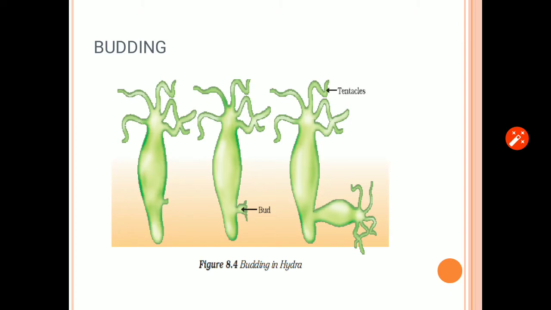Now about budding. In budding, the parental body forms an outgrowth of protoplasm. Finally, the different parts develop in it, and the small bud is cut off from the parental body, starts a free existence, increases in size and becomes an adult organism. So, budding is the process commonly seen in coelenterates like hydra as well as in yeast.